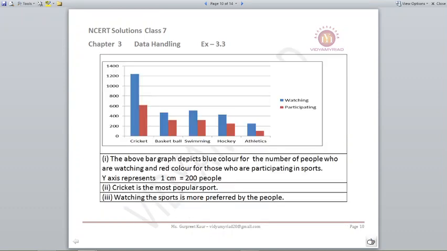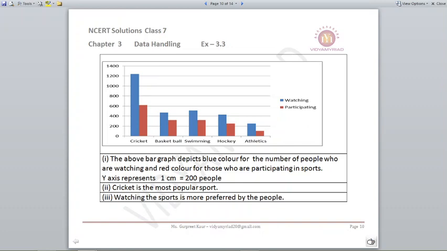Now see, the graph looks like this. Your blue bar is representing the watching and your red bar is showing your participating. On your left hand side, or y-axis, we are taking a gap of 200 people. Now which sport is most popular in this? If you see, your blue bar is the most popular, watching as well as participating. So cricket is the most popular sport.